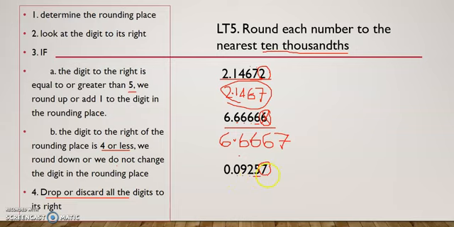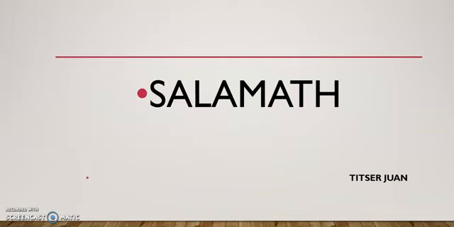So, since ang nasa kanan niya ay 7, we have to add 1 to the number in the rounding place. So, this 5 becomes 6. Okay? And this is 2. And this is 9. And this is 0. Okay. So, if we're going to round this number to its nearest 10,000ths, what we would get is 926 10,000ths. I'm sorry about the penmanship. Okay. So, that's all.